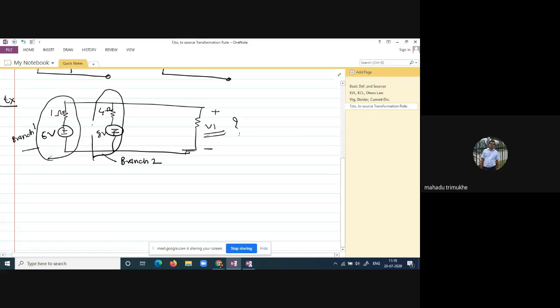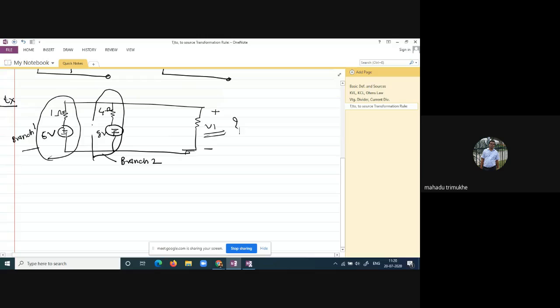Here what you have observed, your voltage source is connected in series with 1 ohm. Here 8 volt is connected in series with 4 ohm resistor. Means you can easily apply the voltage to current transformation rule, because here your voltage source is connected in series with 1 ohm, and here 8 volt is connected with a resistor. So now, converting voltage to current source using the transformation rule.